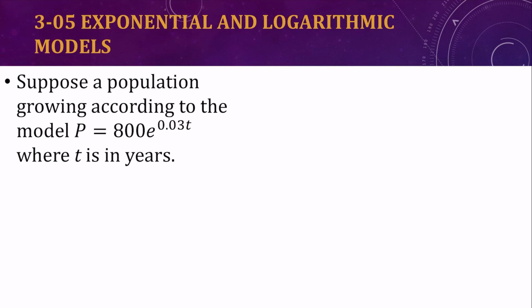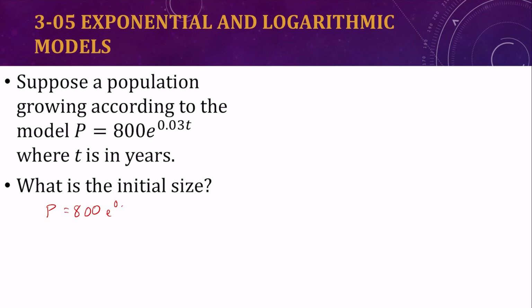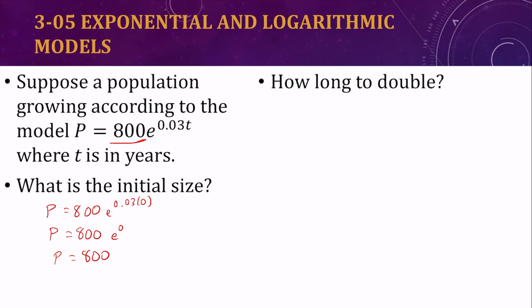So let's suppose a population is growing according to the model p equals 800 e to the 0.03 t, where t is years. What is the initial size? Well, the initial size is when time is 0. Well, that'd be e to the 0, but e to the 0 is 1, so it's just 800. So that number, the number in front of the exponential part, is your initial size. So it's 800 members.